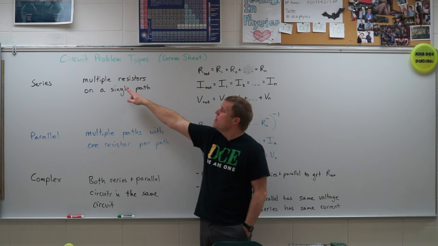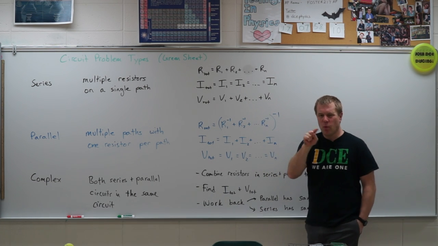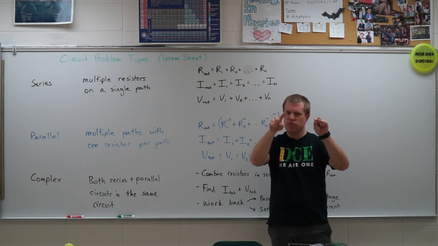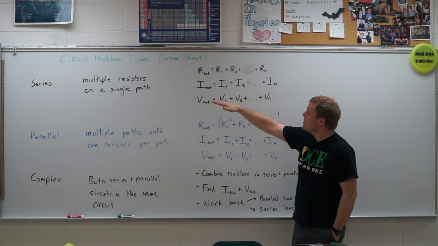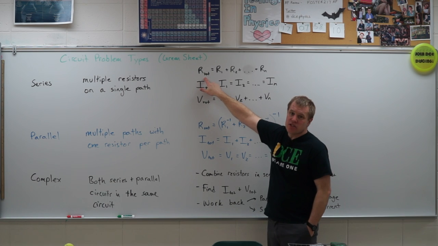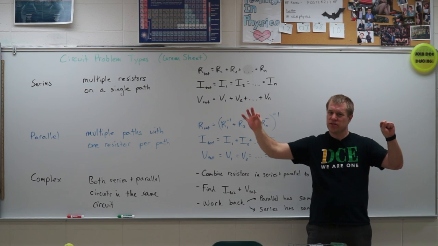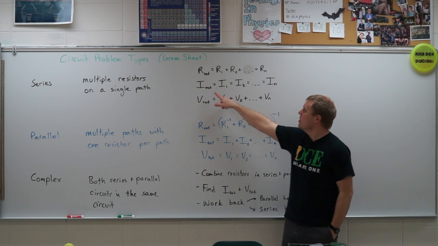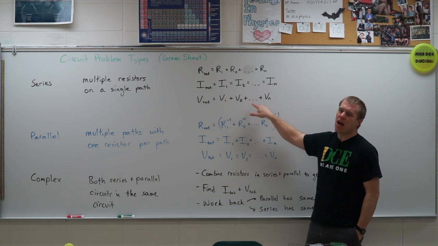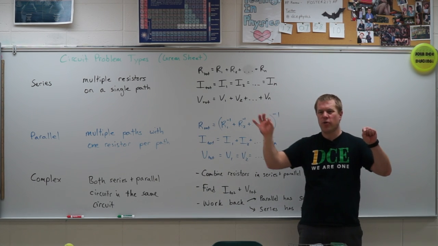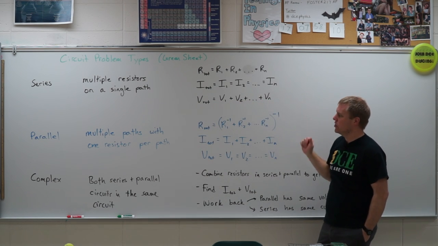Well, you know it's series because we have multiple resistors on the same path, on one single path. There's only one way to go, and it's through a bunch of resistors. If that is true, so you have a series because of that, therefore, your resistance total is equal to the sum of all the resistances. So you add up all the resistors in that series circuit. The current in them is all the same, and the total voltage is the sum of all the voltages for each resistor. So the total voltage drop is the sum of all the individual voltage drops.